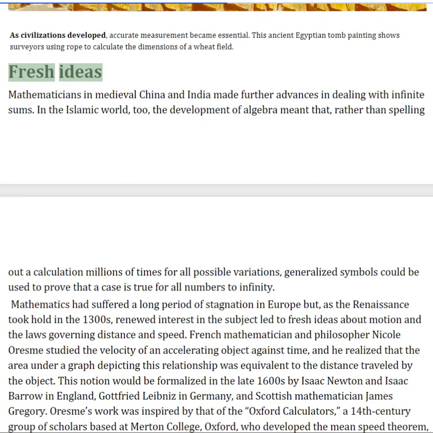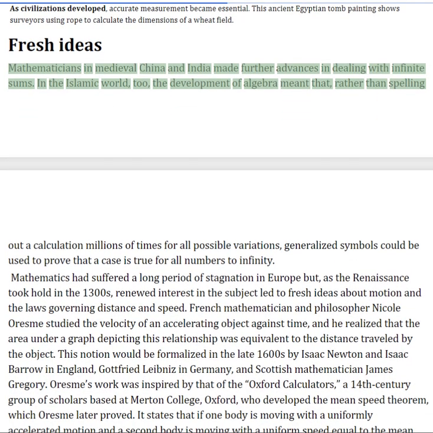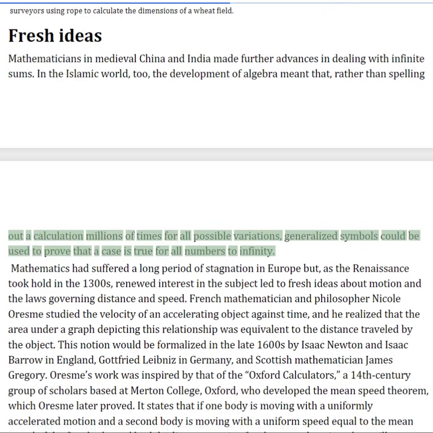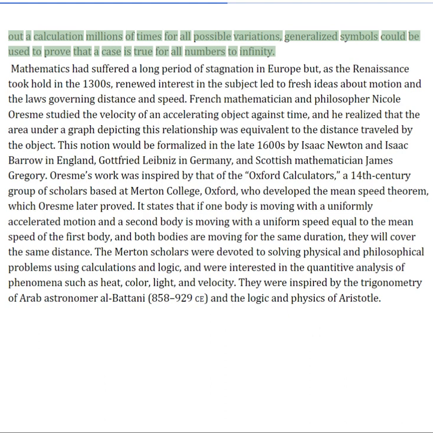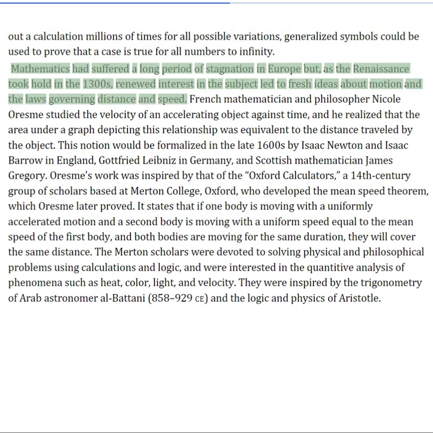Fresh ideas. Mathematicians in medieval China and India made further advances in dealing with infinite sums. In the Islamic world, too, the development of algebra meant that, rather than spelling out a calculation millions of times for all possible variations, generalized symbols could be used to prove that a case is true for all numbers to infinity. Mathematics had suffered a long period of stagnation in Europe, but, as the Renaissance took hold in the 1300s, renewed interest in the subject led to fresh ideas about motion and the laws governing distance and speed.